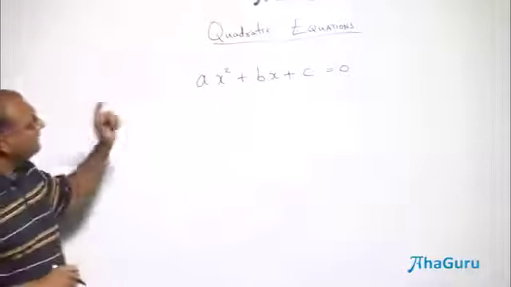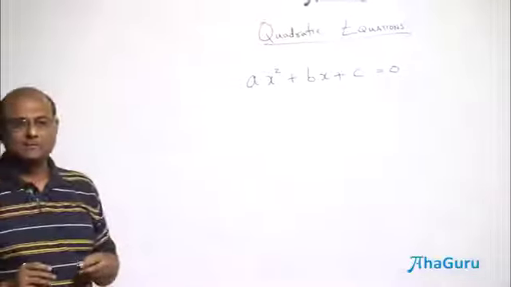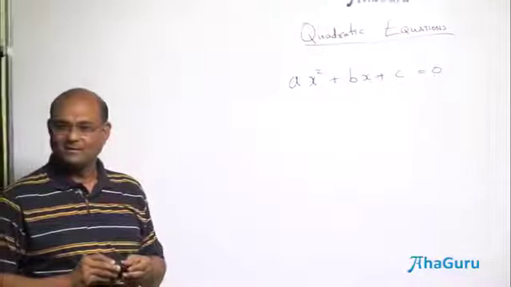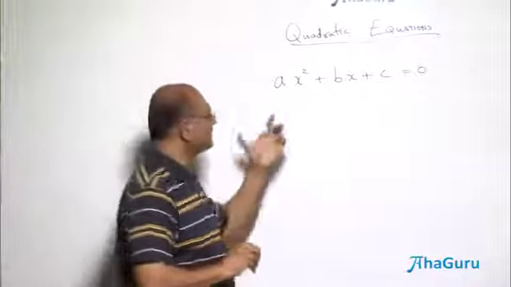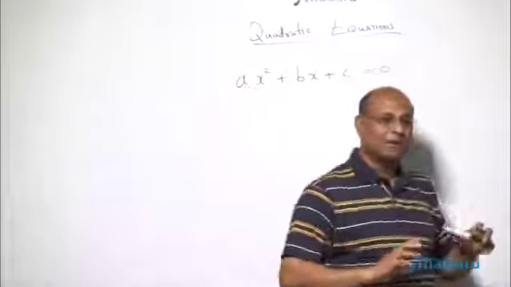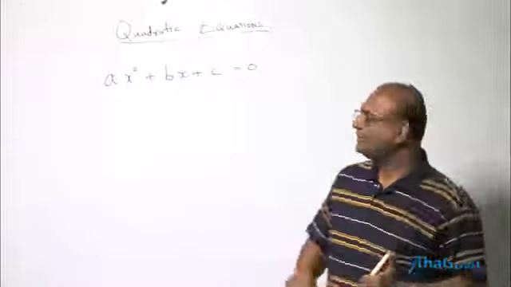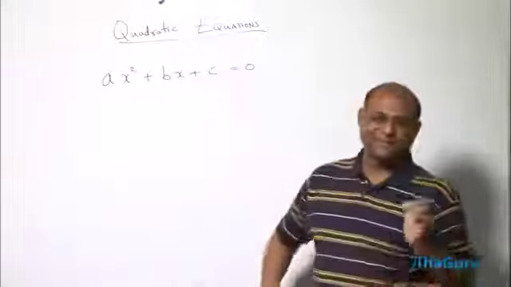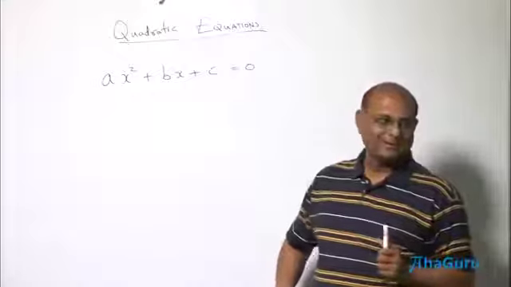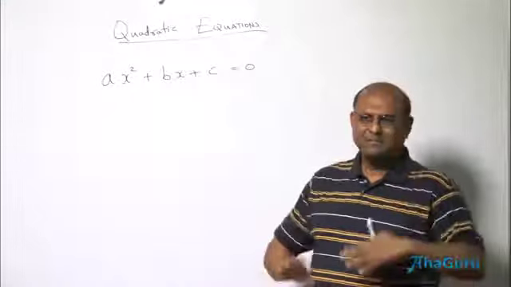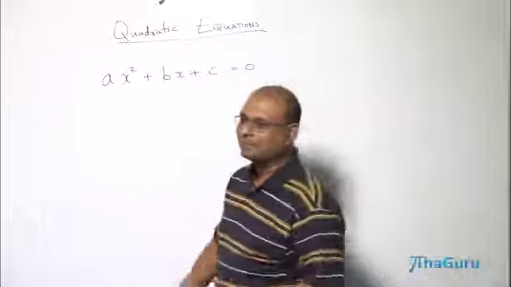Now, why will this be even a chapter? Why should we study this? What is the big deal about this? First of all, why do we study equations? Why is this equal to 0 such an important thing? But why should everything be equal to 0? Why can't it be equal to 7?